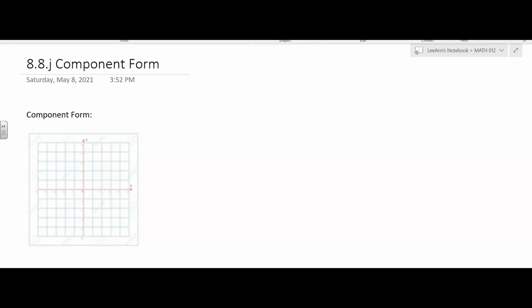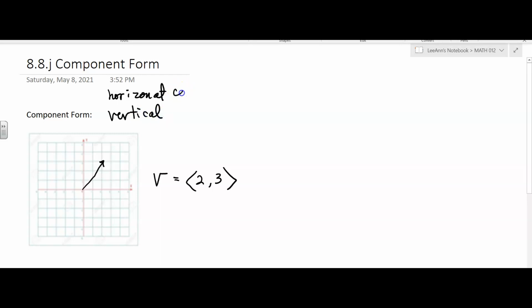When we talk about component form, say we have some vector v, and the position vector is 2, 3. So from here to here. Only it's straight. We're talking about splitting it into a horizontal component and a vertical component.